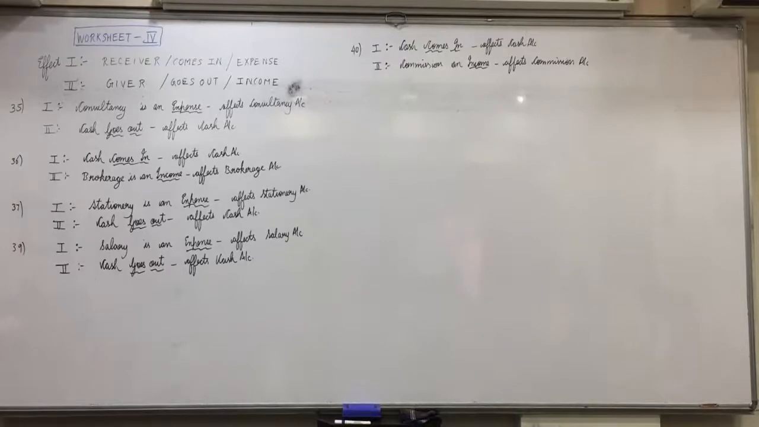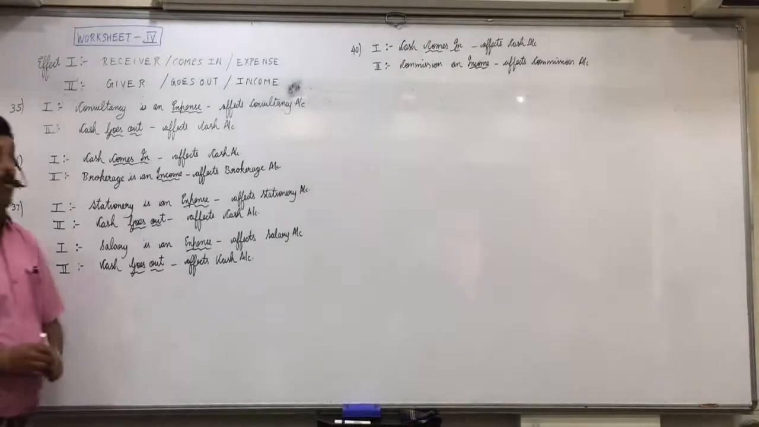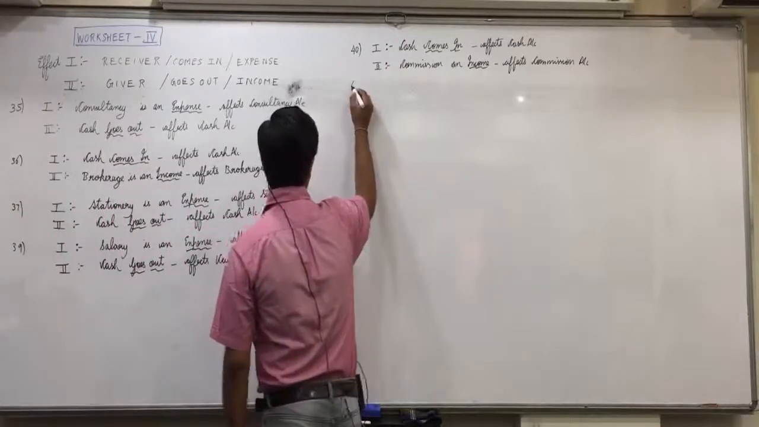Try 42, 43, 44 on your own. 3 transactions. 42, 43, 44, try it on your own.